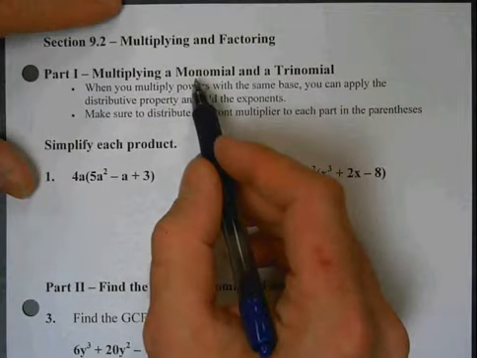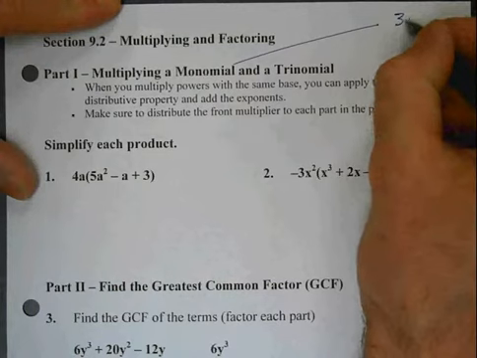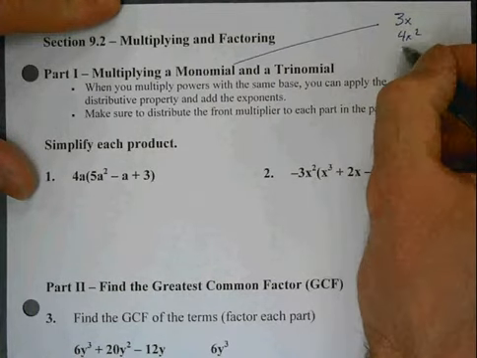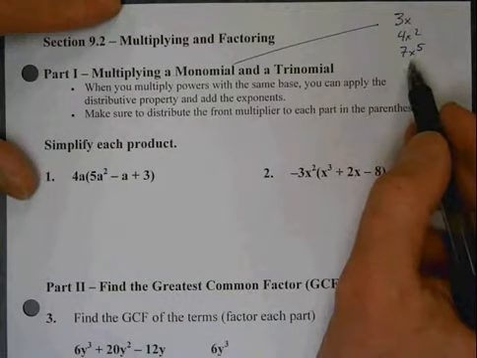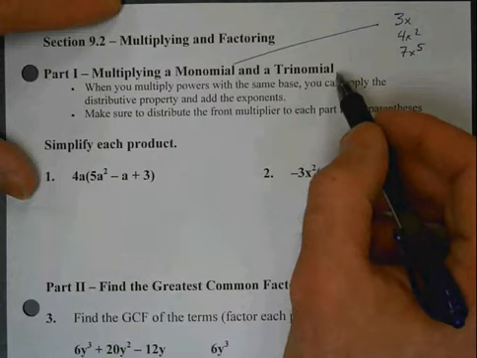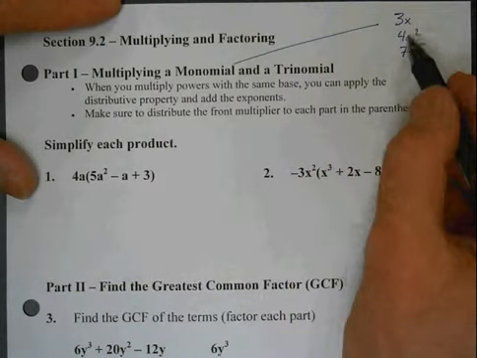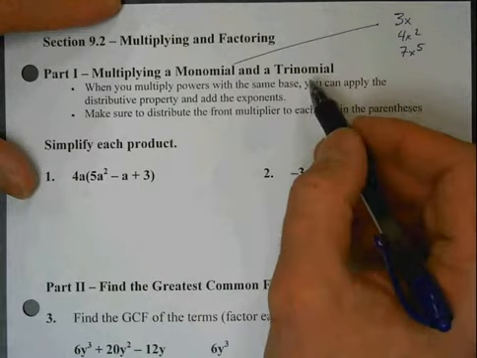Remember, a monomial means one term. Examples of monomials: 3x, 4x squared, 7x to the fifth. Anything that's connected together with multiplication but just as one term. A trinomial, remember, is something that has three terms. Say we added all these three together. So we're going to be multiplying a single monomial times a trinomial.